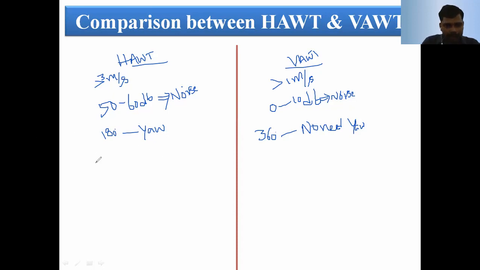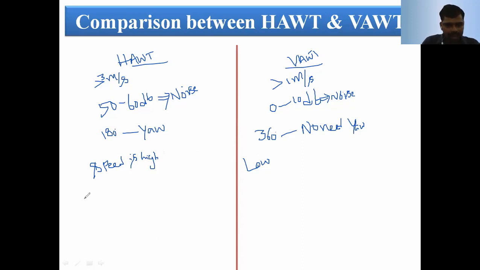Here the rotating speed is high. The wind rotating speed is high. But in vertical axis windmill, the rotating speed is low.